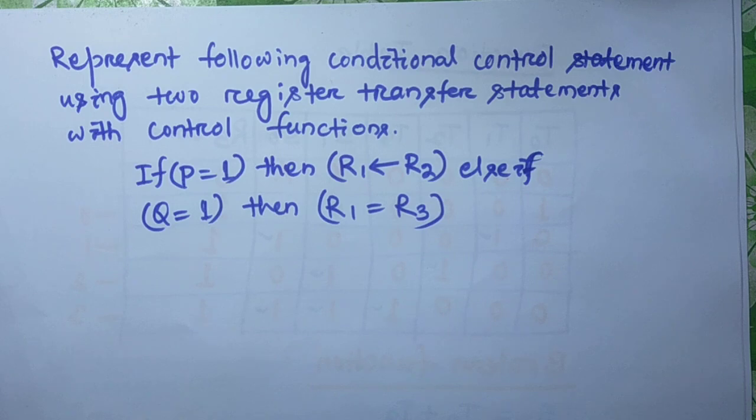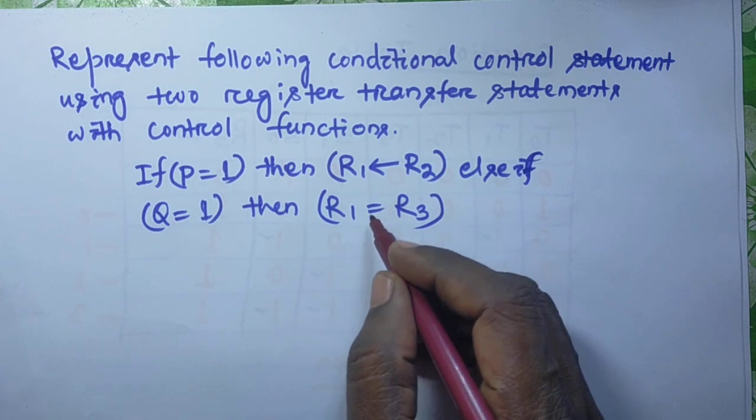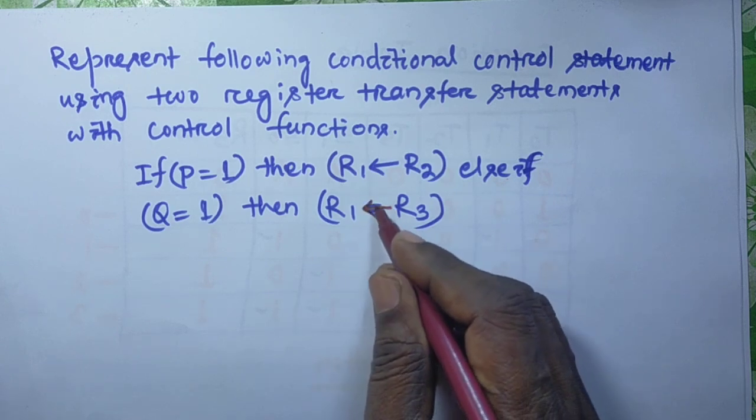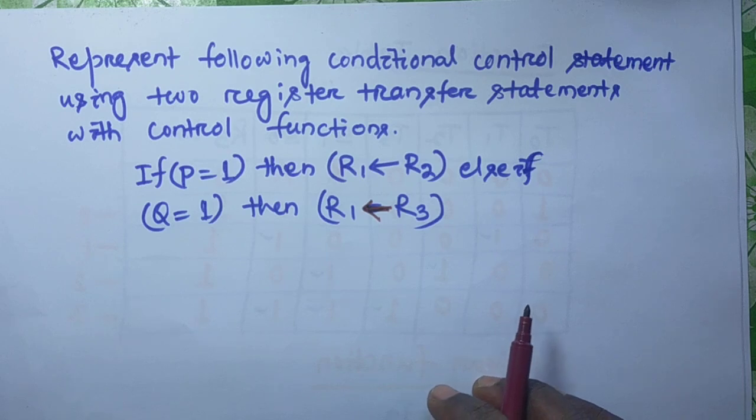Okay, how do we transfer the content of data from one register to another register whenever the condition is satisfied? Okay, whenever the condition is satisfied. So this is the basic concept.